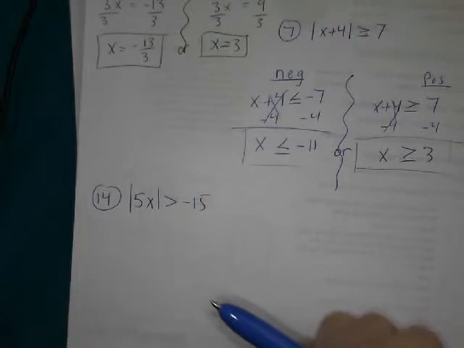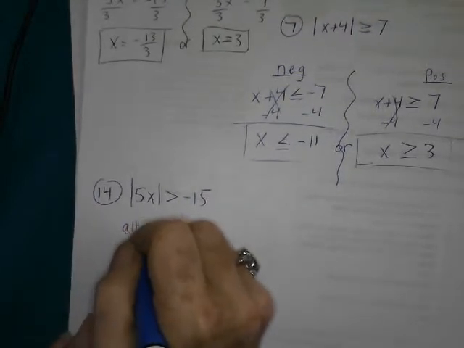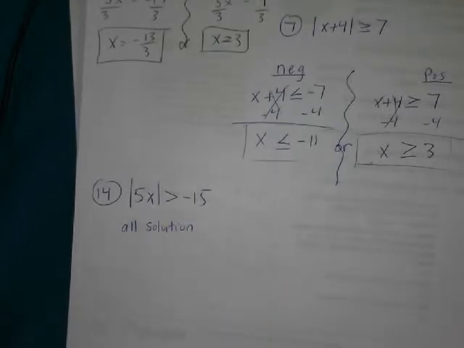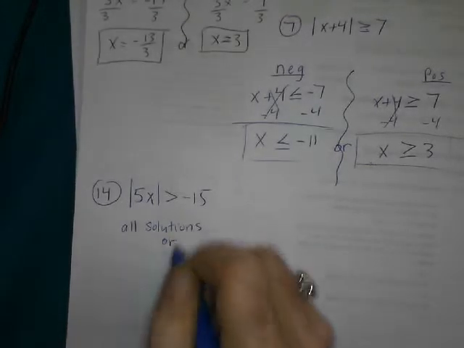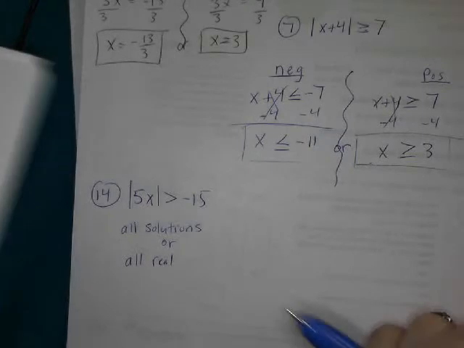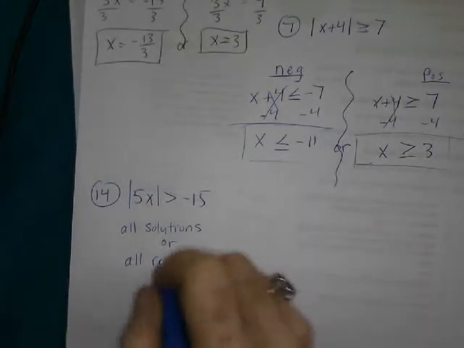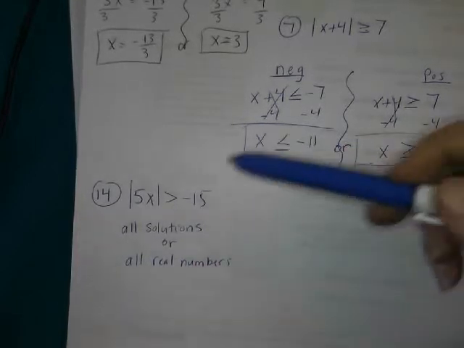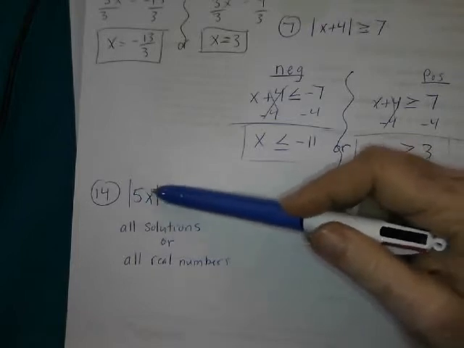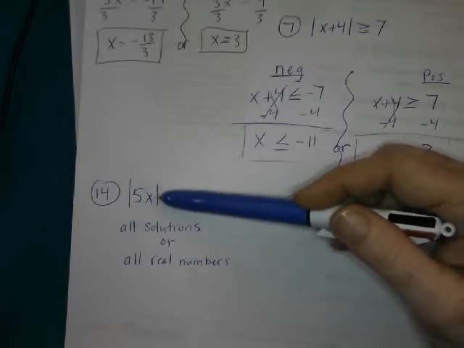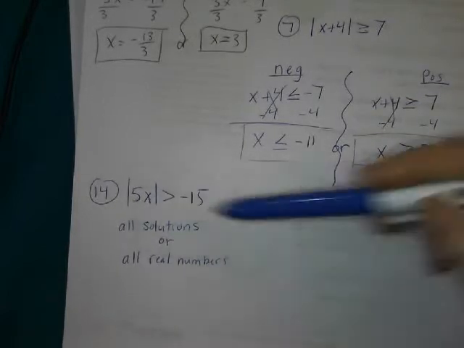Let me see which way your book writes it. They want us to say all real numbers. Let's just say that, all real numbers. So if you look in your answer key, it says all real numbers. If you said all solutions, that would be okay too. Why is that? Because the distance away from 0, the absolute value, is going to be positive. And a positive number is greater than a negative number. Any number I stick in there is going to give me greater than negative 15. So that's why that one was actually so easy.